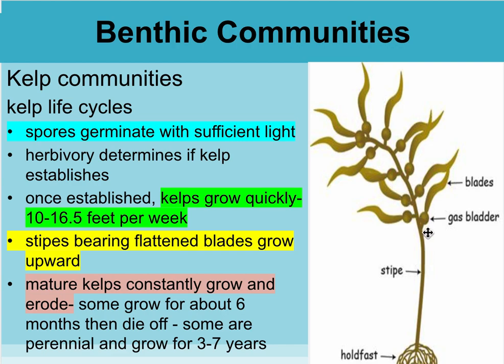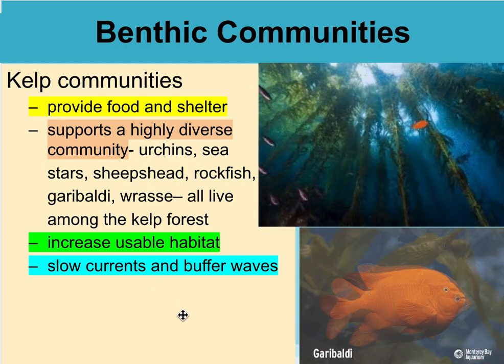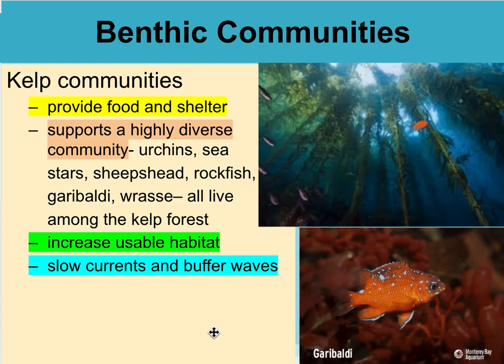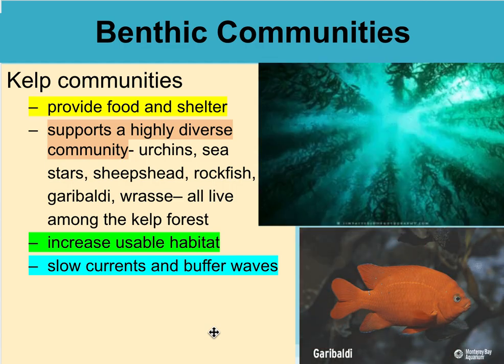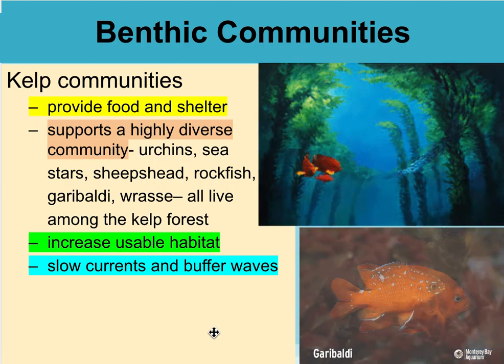If these ever wash up onto the beach, it's fun to pop those. They're full of air. And then you have the blades, which are like the leaves that photosynthesize. These are so important to our ocean communities because they provide food and shelter. They help buffer the ocean and slow down the waves and the currents going in and out.